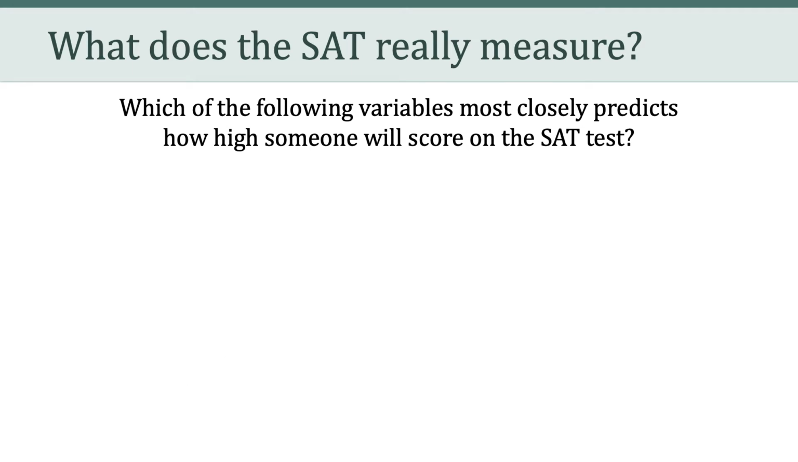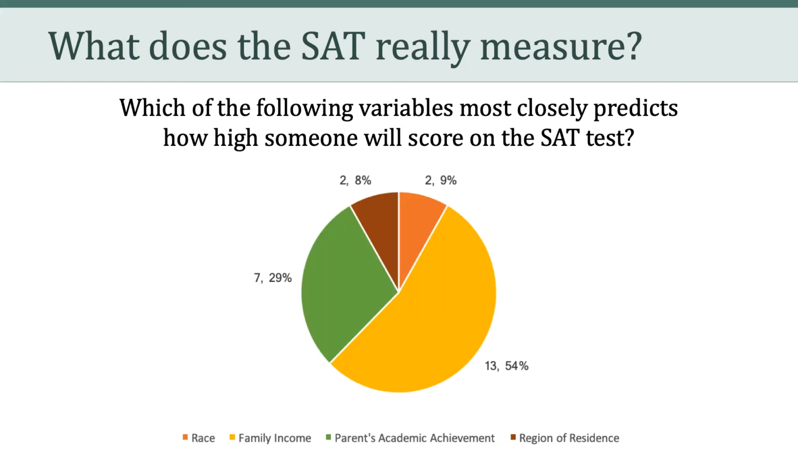Now, one of the questions that many of you wrote about in your critical reflections was related to the SAT, and ultimately got at the question of what does the SAT really measure? And of course, the item on the class and poverty quiz asked which of the following variables most closely predicts how high someone will score on the SAT test. And of the 4 choices, race, family income, parents' academic achievement, and region of residence, this is the distribution of how the 24 of you responded. Now, the correct answer, of course, was family income, and about half of you got that correct.